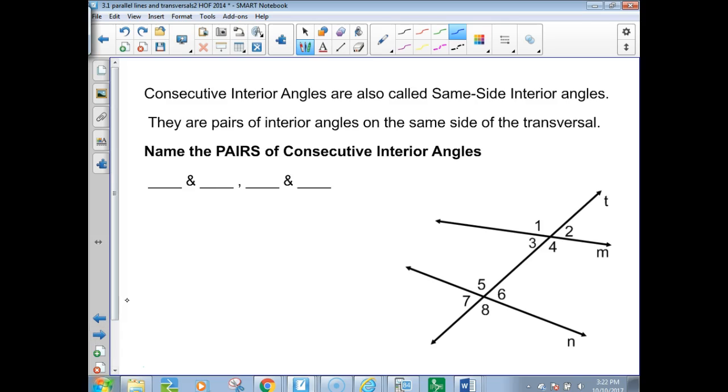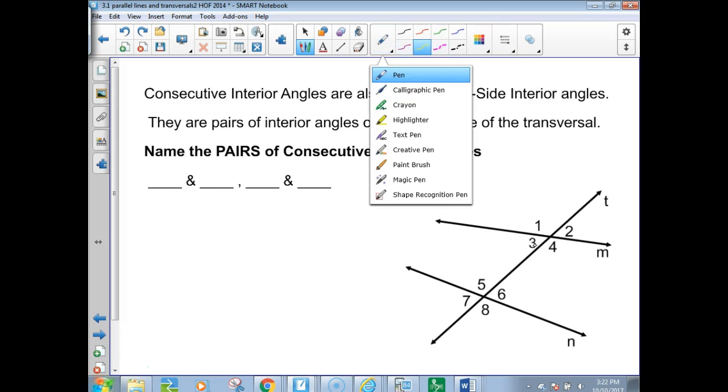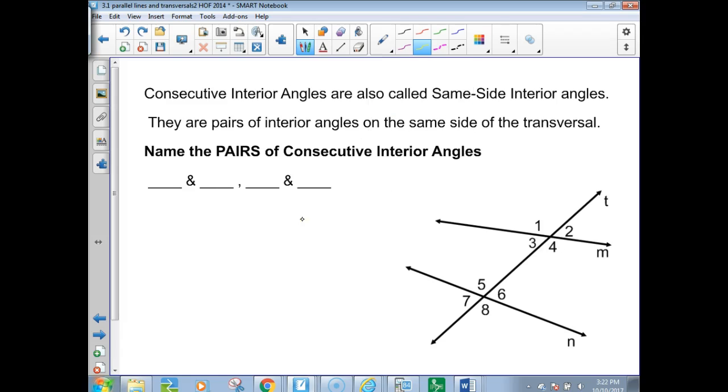Consecutive interior angles, also called same side interior angles. These also have to be on the interior. So you're going to be working with 3, 4, 5, and 6. If they're on the same side, then they're on the same side of the transversal, which we had colored yellow. 3 and 5 are on the same side of the transversal on the interior. Angle 3 and angle 5, and the other pair would be 4 and 6. Making some sense, I hope?